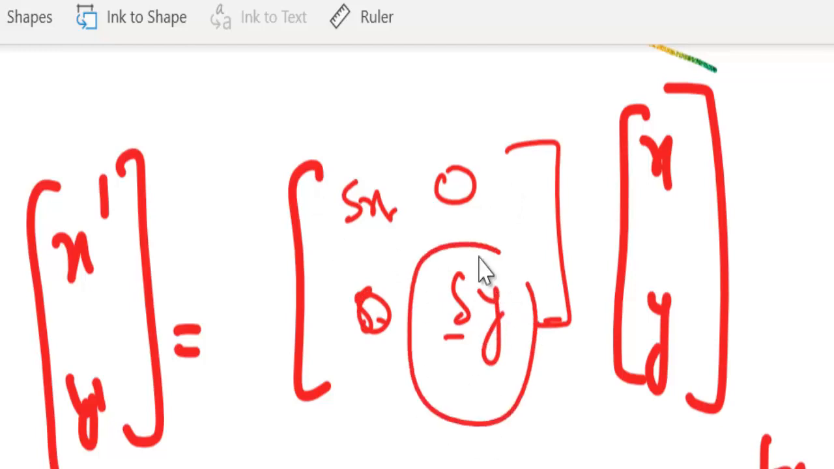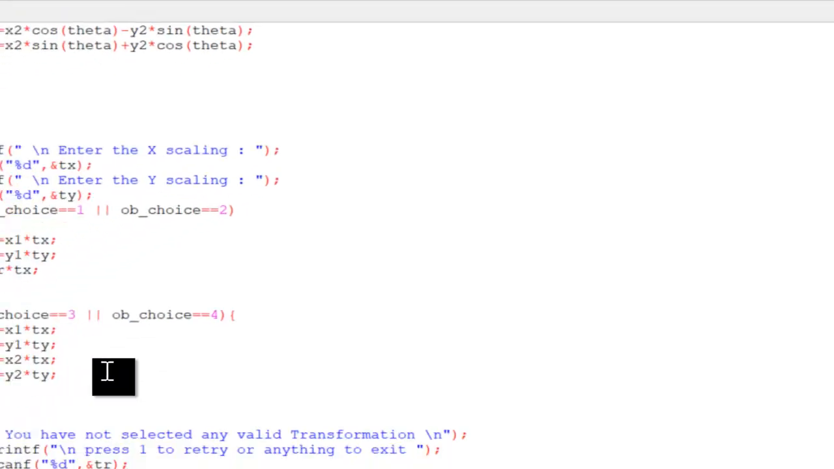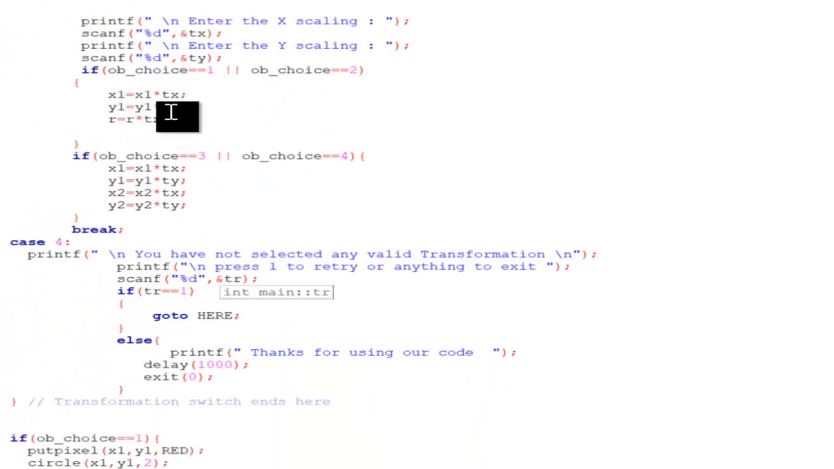Okay, some scaling factor. So I have reused the variables t of x and t of y for these. I have not created s of x and s of y. I reused the variable t of x. So that is to be multiplied. You have to multiply the s of x and t of x, t of y. So I'm using t of x for s of x, and t of y for s of y, that means the scaling factor: how much scaling you want for x and how much scaling you want for y.